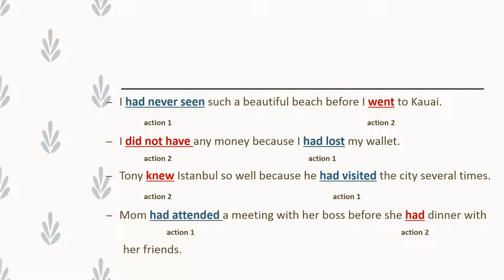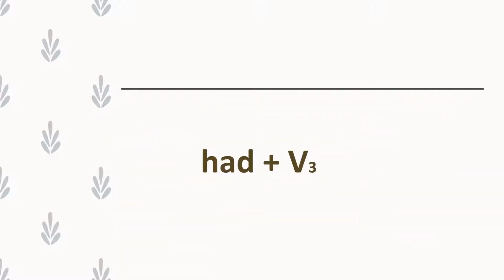And as you can see, Mom first attended a meeting with her boss. We use past perfect tense. And then she had dinner with her friends. Having dinner with her friends is closer to now, so it's the second action in the past, and we use simple past tense. The rule we use for past perfect tense is had plus the third form of the verb.